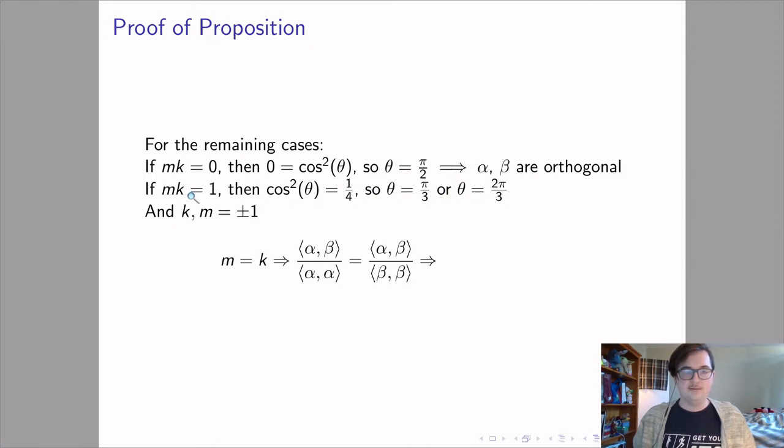And here, because m times k equals 1, and m and k are both integers, we know that they're both going to have to be plus or minus 1, where they'll have the same sign. So we have that m equals k, and we can rewrite that as this, and rearranging this, we get the equality we're looking for, that they have the same magnitude.